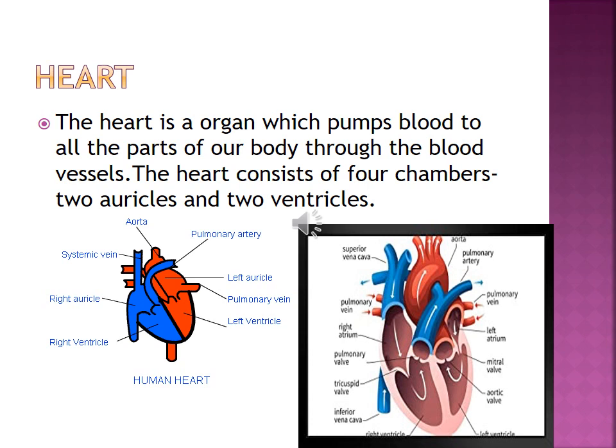and these are the valves. Their work is that it is present between the right atrium and the right ventricle, which allows blood to flow from the right atrium to the right ventricle. And on the left side, the bicuspid valve is present between the left atrium and the left ventricle, which allows blood to flow from the left atrium to the left ventricle. Here the mitral valve. These are the bicuspid valve, and here the tricuspid valve.